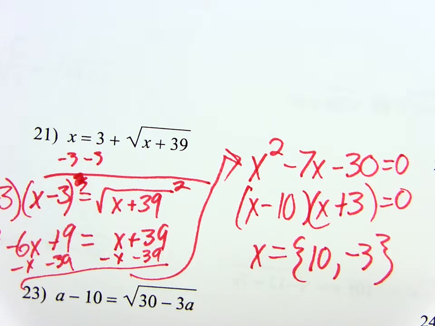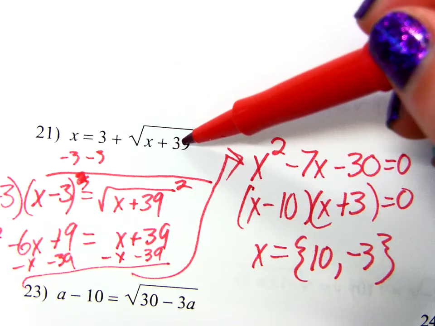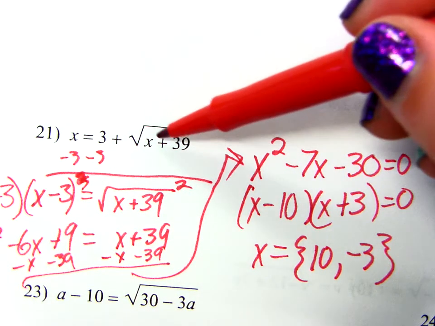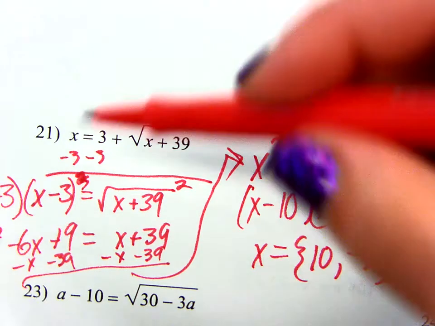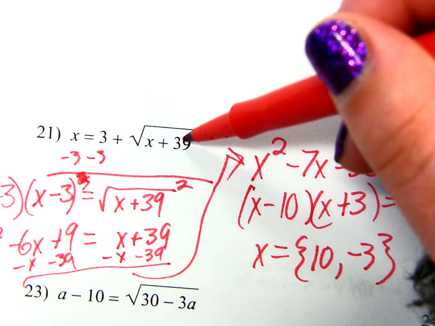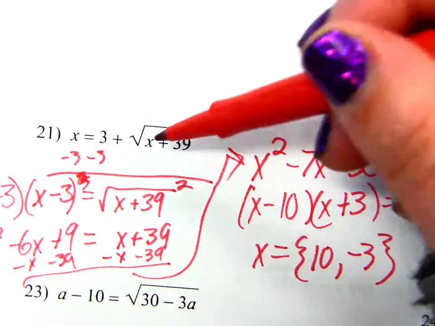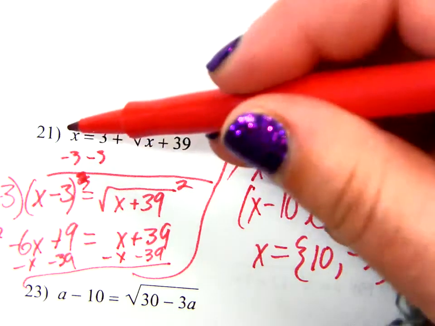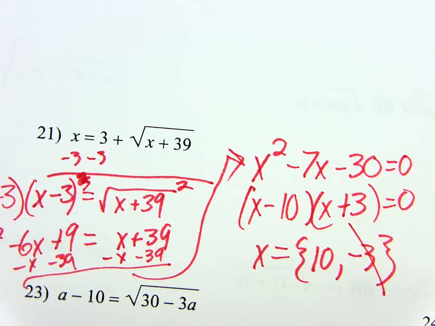So now we're done with step 3. Don't forget step 4. You gotta check these answers, guys. Let's plug in 10. 10 and 39 is 49. Square root of 7. 7 plus 3 is 10. So 10's good. Now, don't immediately throw away negative 3. You gotta try it. Negative 3 plus 39 is 36. Square root of 36 is 6. 6 plus 3 is 9, not negative 3 though. So, yes, the negative 3 gets thrown out again.